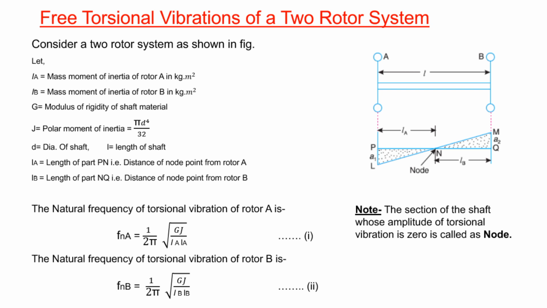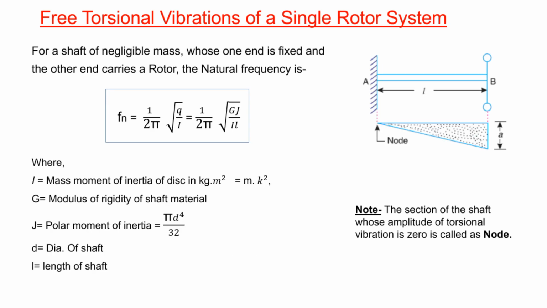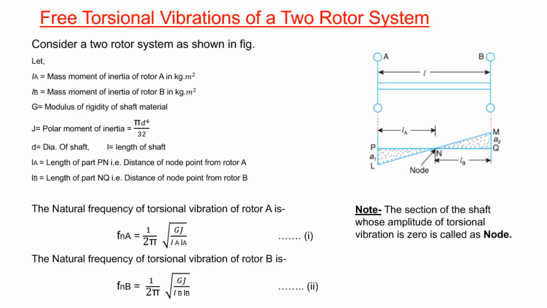LA and LB are the lengths of parts PN and NQ. The distance of the node point from rotor A, that is distance PN, we call small l suffix A, small LA, whereas the distance from the node point to the second rotor, rotor B, that is NQ, we call small lb. In a single rotor system, we found one node point at the fixed end. Here the node point lies in between the two rotors, and we do not know that exact distance. We are going to find out LA and LB, that is, the position of the node point.